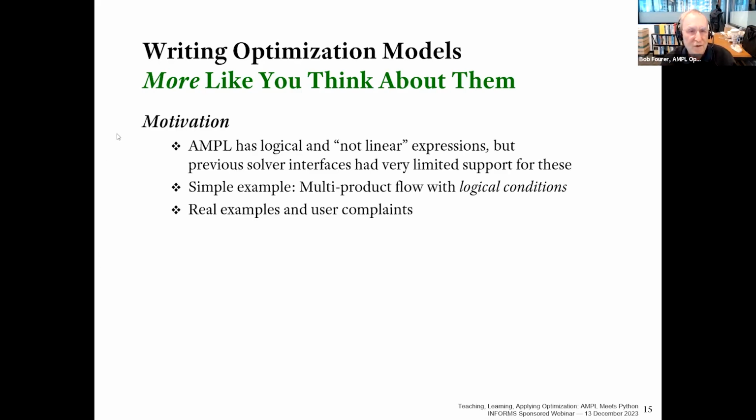And so our particular motivation was that we had actually put into AMPL at one point a bunch of logical and almost linear, but not really linear, expressions. And our solver interfaces had limited support for those. Basically, you could write them, but if you wanted to actually do anything with them, you had to convert them to something else. I'll show an example of that right now, and then I'll show some more examples that are more real and difficult, just to show what we were up against.